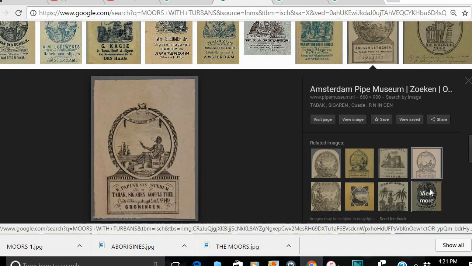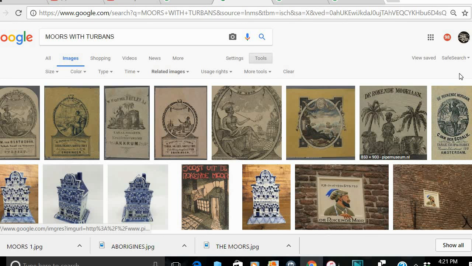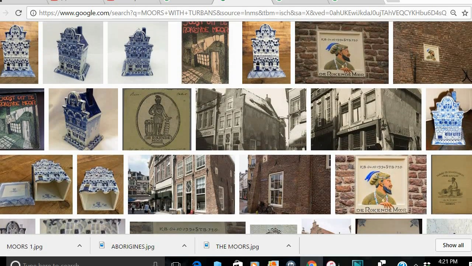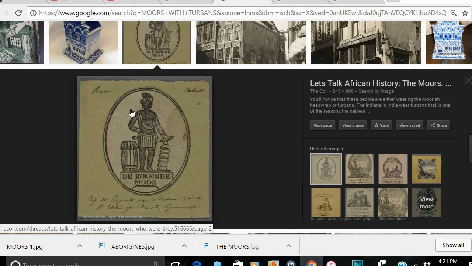Now, I know y'all gonna be like, well, we're not Moors or whatever. I understand. But I'm showing you what these people said they saw when they came over here. Now look, these are pictures in the Americas. This is another one. It says calling him a Moor. He's got that same pipe in his hand. You'll notice that these people are either wearing the Moorish head wrap or turbans. The Indians wear turbans. That is one of the reasons they're saying that the natives wore the same thing.